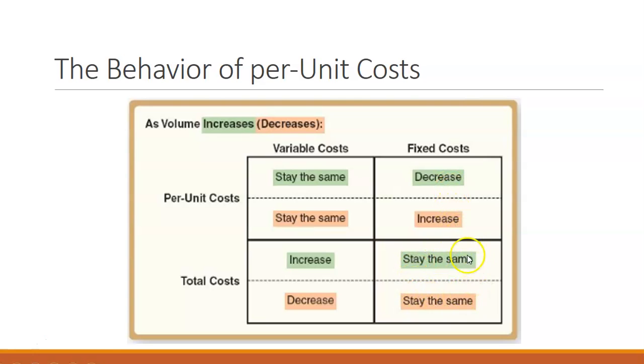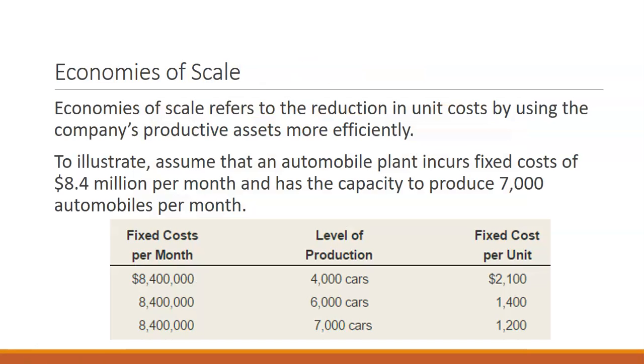Total fixed costs stay the same regardless of the number of units, and total variable costs will increase if our volume increases, and decrease if the volume decreases. We also have the opportunity to create economies of scale. Economies of scale refer to our ability to reduce total unit cost just by using the company's productive assets more efficiently. So this is increasing our level of production.